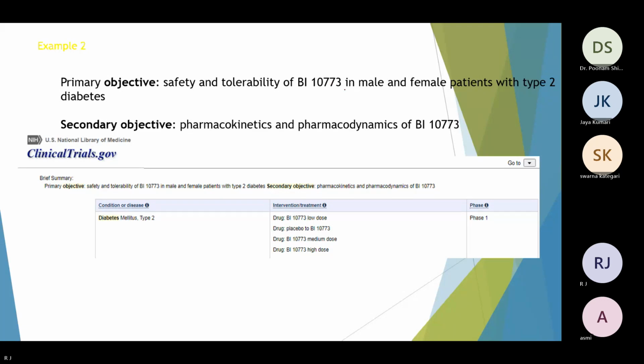BI10G00773 is a drug that I am going to test to determine the safety and tolerability in patients with type 2 diabetes. This is my primary objective, my primary goal, a primary research question. But along with this, I can also determine the pharmacokinetics and pharmacodynamics of this drug. That might be my secondary objective, my secondary questions.